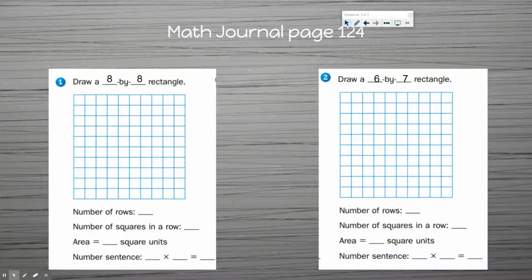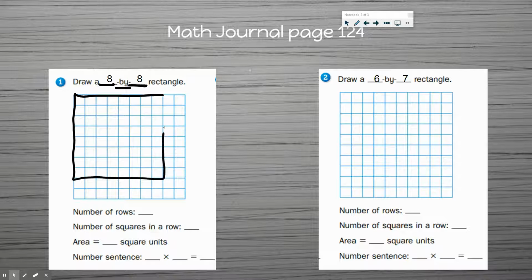All right, we're going to be looking at Math Journal page 124. And number one, I'm going to give you an 8 by 8 rectangle. So on number one, I want you to write 8 by 8 rectangle. And we're going to need to draw this 8 by 8 rectangle. So when I say 8 by 8, it means one side is going to be 8, the other side is going to be 8 as well. So I'm going to draw 8, 1, 2, 3, 4, 5, 6, 7, 8. And I'm going to need to go down 8. 1, 2, 3, 4, 5, 6, 7, 8.